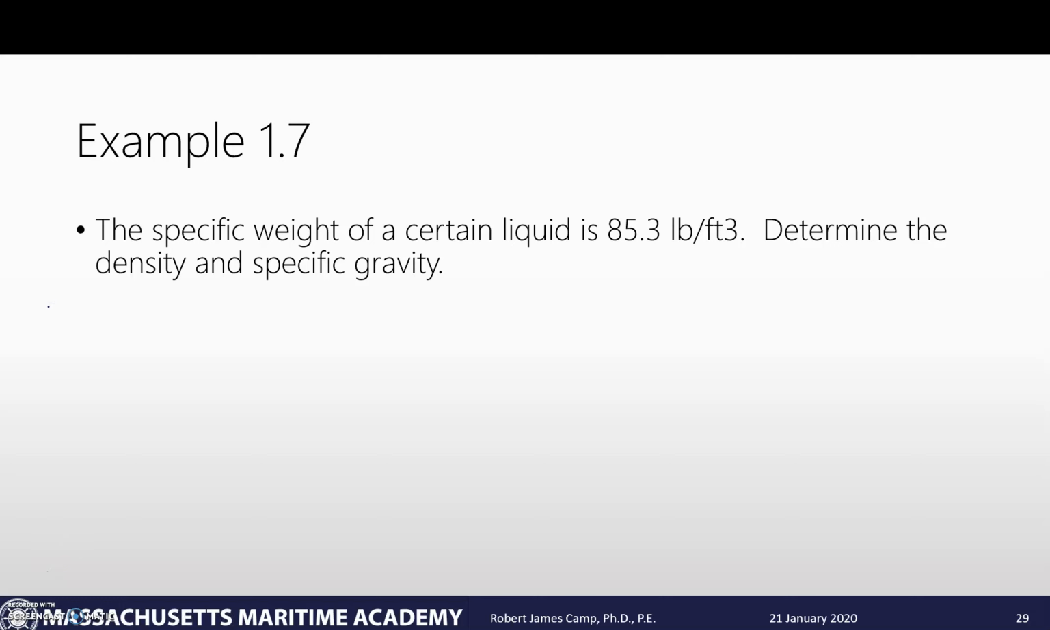So the specific weight of a certain liquid is 85.3 pounds per cubic foot. Determine the density and specific gravity. So first of all, let's put this into our symbology. Specific weight, gamma, is 85.3 pounds per cubic foot. So we want to find the density and the specific gravity.